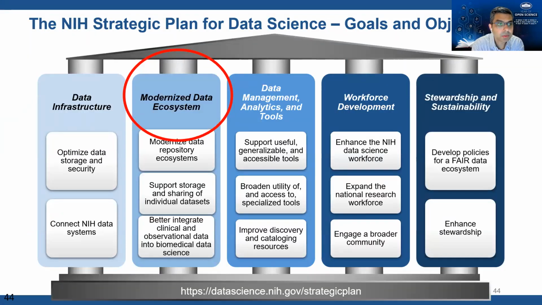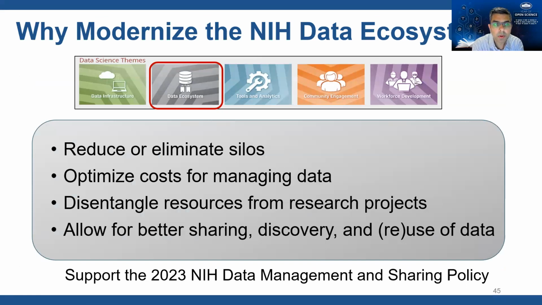So this slide shows you the strategic plan for data science that applies to NIH, and these are the 5 pillars that summarize the goals and the objectives, one of them being modernizing the data system. And so everyone's kind of striving to achieve this. We'll move to the next slide. Why do we want to modernize the data ecosystem over here? So a couple of compelling reasons over here.